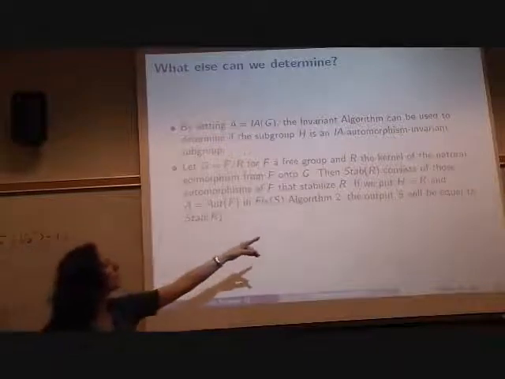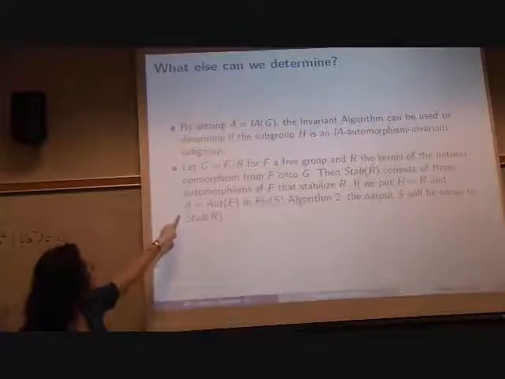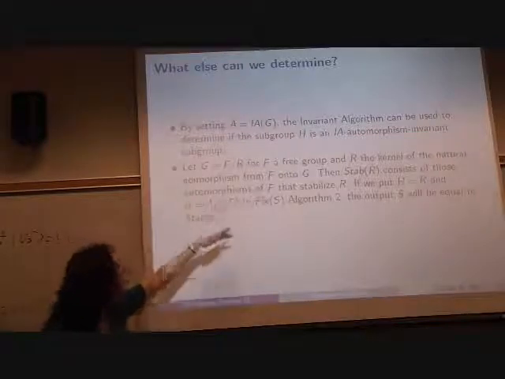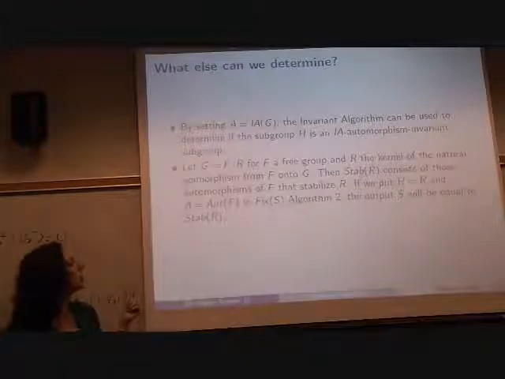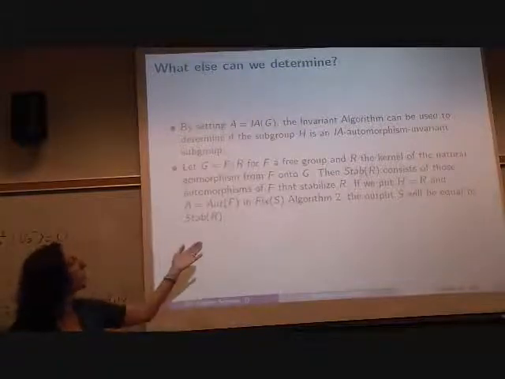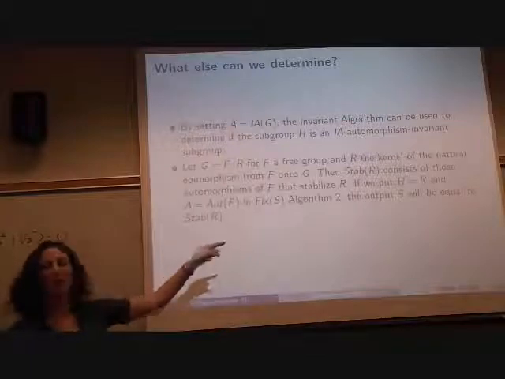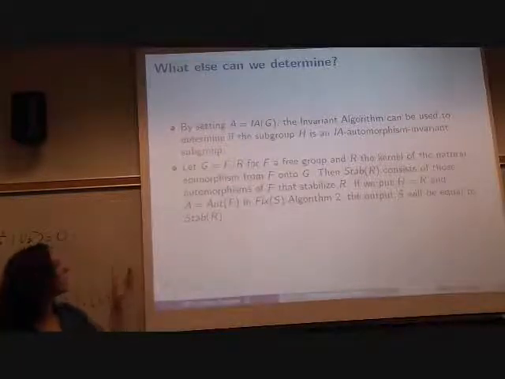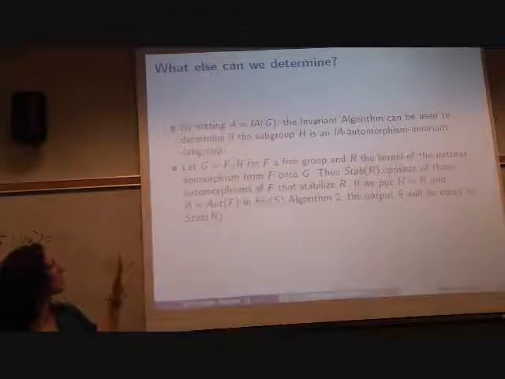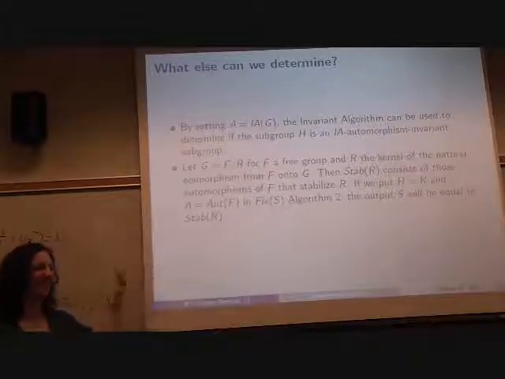If you put your subgroup equal to R, and you let our subgroup of the automorphism group be the whole automorphism group, then with our fixed S algorithm 2, the stabilizer of R is going to be that algorithm's output. You're actually able to compute the stabilizer. So by tweaking certain things, you're able to answer some more general questions. And I'm sure there are more, we just haven't thought of them yet, right?